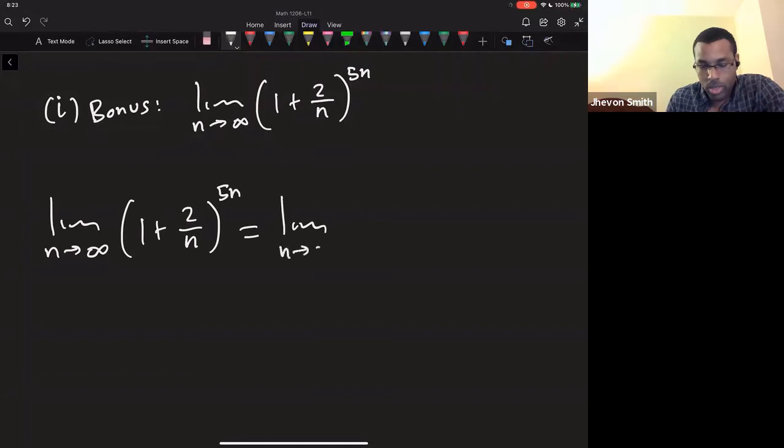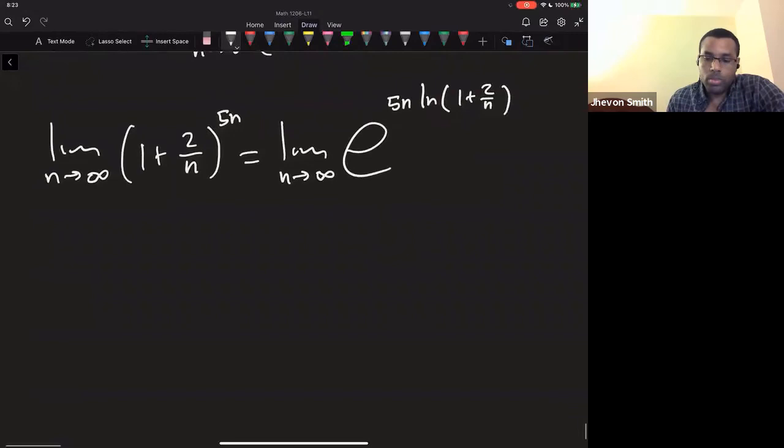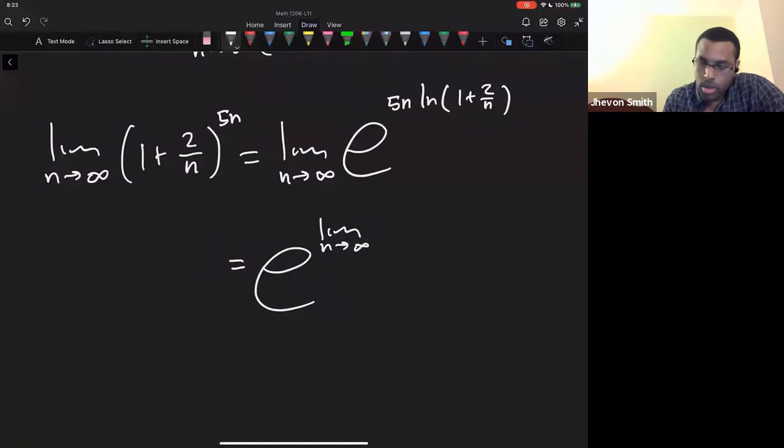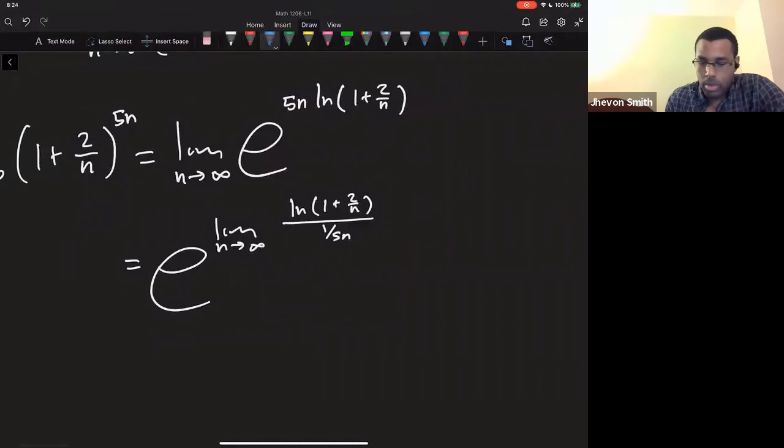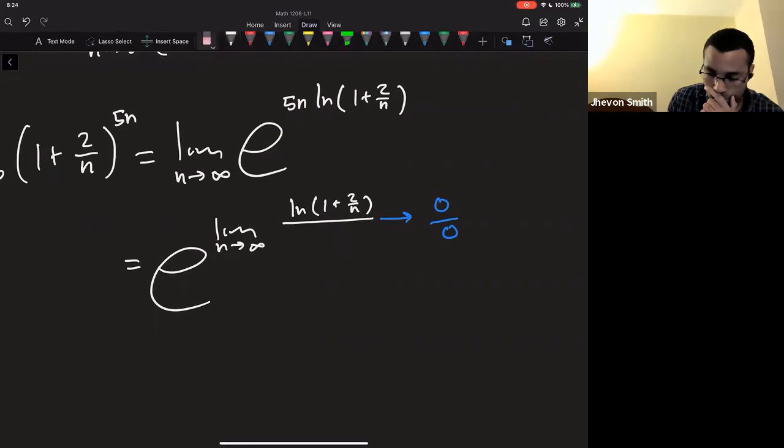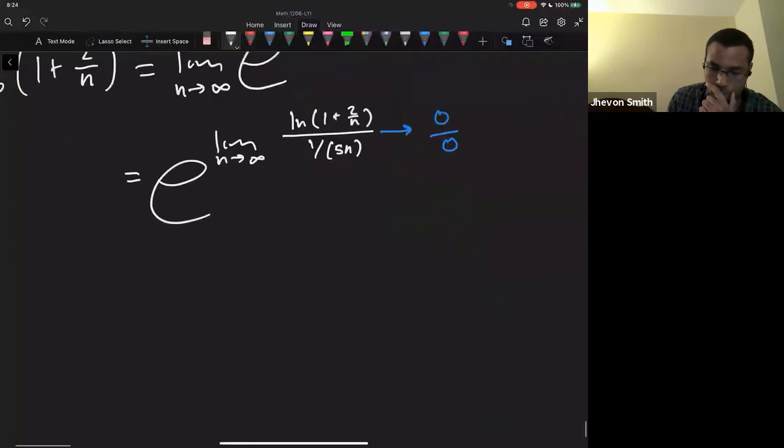You could set y equals this and take the log of both sides, but I would do e to the 5n times ln of 1 plus 2 over n. Right, bring the 5n down. And then I would have e, move the limit up. Realize that the limit in the power goes to log of 1, which is 0. As n goes to infinity, 1 over 5n goes to 0 as well. And so I can apply L'Hopital's rule.